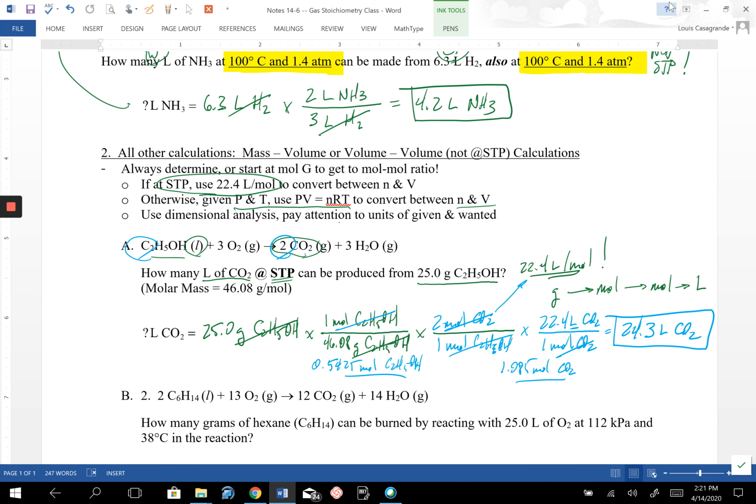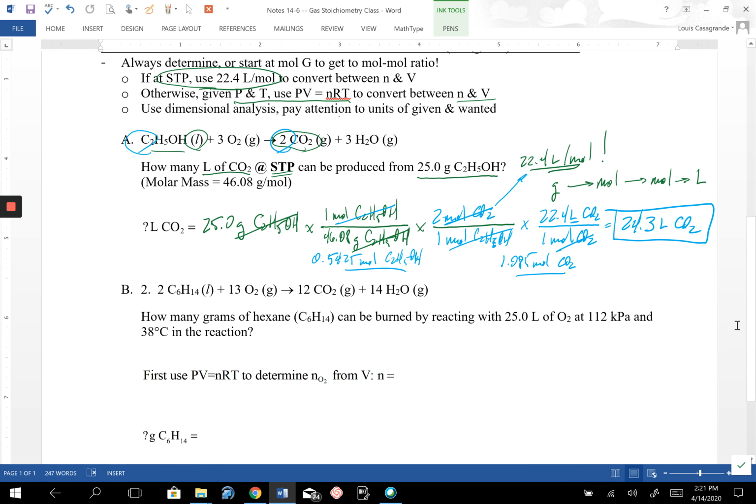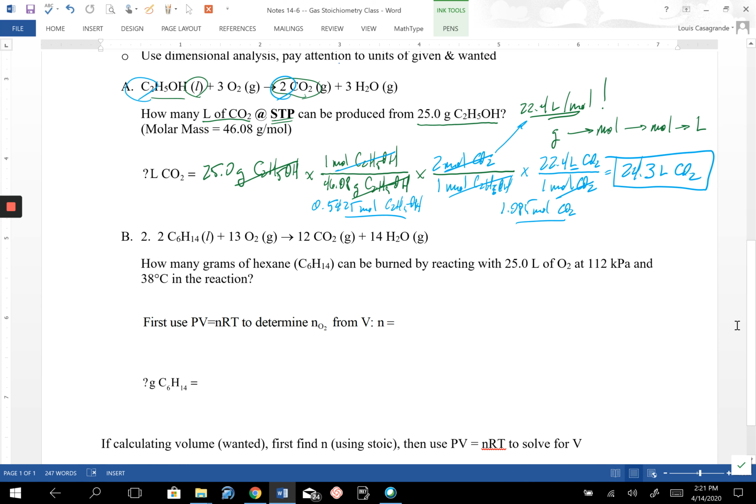In B, and I don't know why I've got that extra 2 in there. In B, now we're going to turn this into a slightly more complicated problem, because notice I'm at 112 kilopascals and 38 degrees C in this reaction. So now I can't assume 22.4 liters per mole. It's not STP.